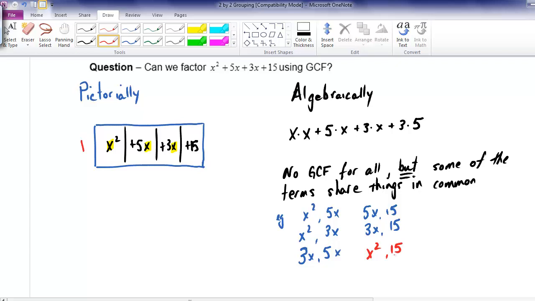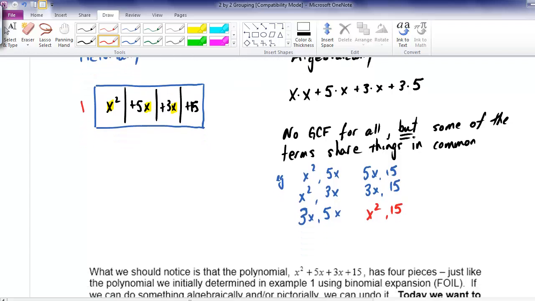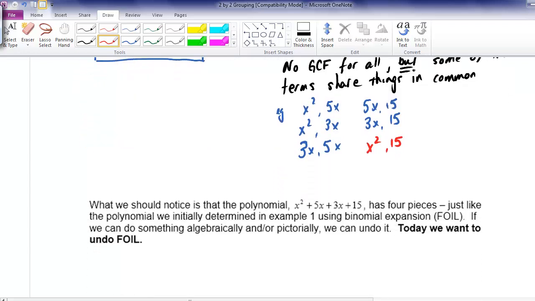And by factoring using a GCF, this is the big stumbling block. But that doesn't mean we cannot factor that polynomial. It just means we can't use the greatest common factor. So we need to know a way of undoing a polynomial like this example right here that has 4 terms.